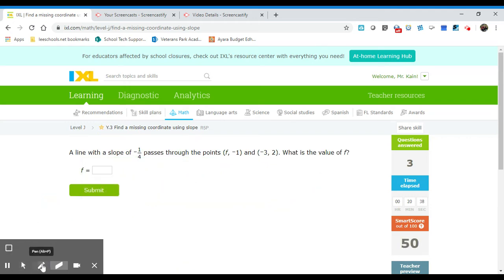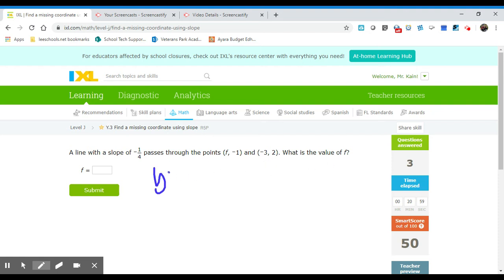So let's see what other tricky stuff we have. It looks like we have a fraction now for our slope. Don't freak out, because usually they're manageable fractions. Like this is -1/4, so that's pretty manageable. Let's do this. A line with a slope of -1/4 passes through the points (f, -1) and (-3, 2). What's the value of f?